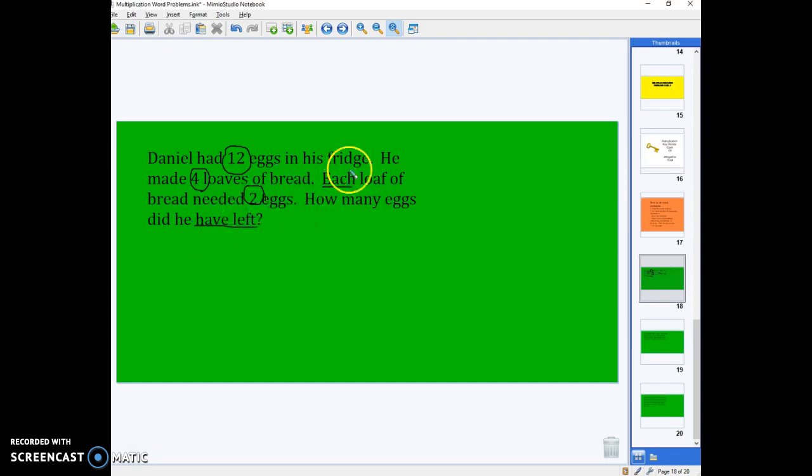So I see 2 keywords here: each, which means to multiply, and have left, which means to subtract. I didn't review those keywords, but you have to remember, oh yeah, I've heard have left before with subtraction word problems. So let's try this out. Let's start with the each. It says he made 4 loaves, each with 2 eggs. So I need 4 times 2. I'm going to do my multiplication there. 4 times 2 gets me 8. And then that's the first part.